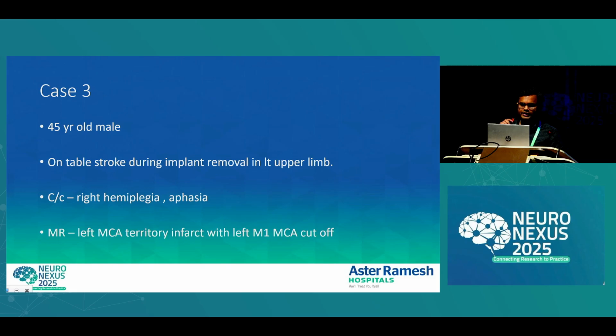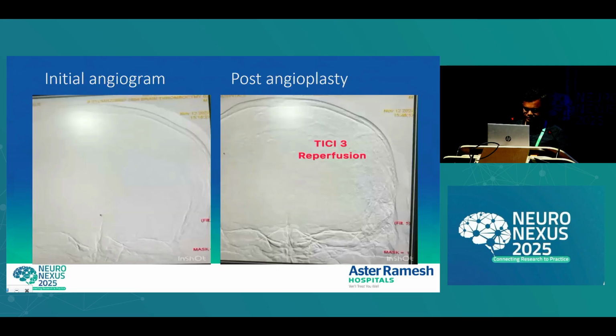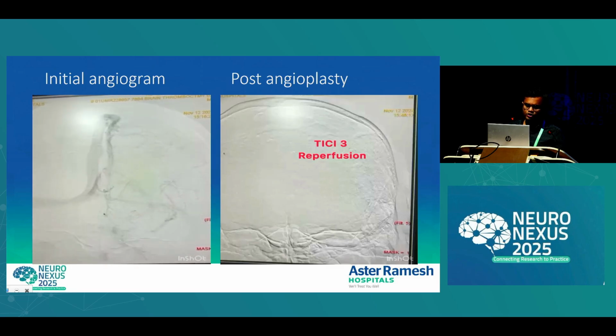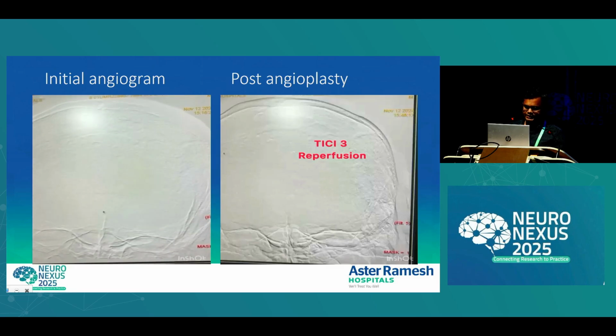So coming to case 3, a 45-year-old male patient. He had an on-table stroke during implant removal in the left radius. The patient presented with right hemiplegia and aphasia. MRI showing left MCA territory infarct with left M1 cutoff. This is the angiographic picture showing ICAD disease with occlusion of M1 on the left side.